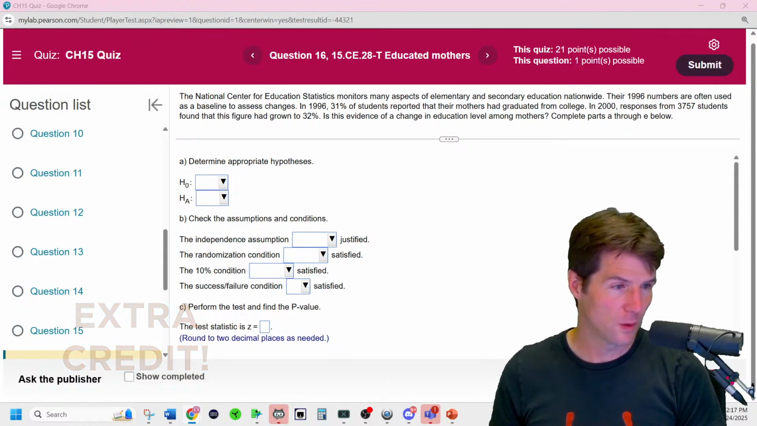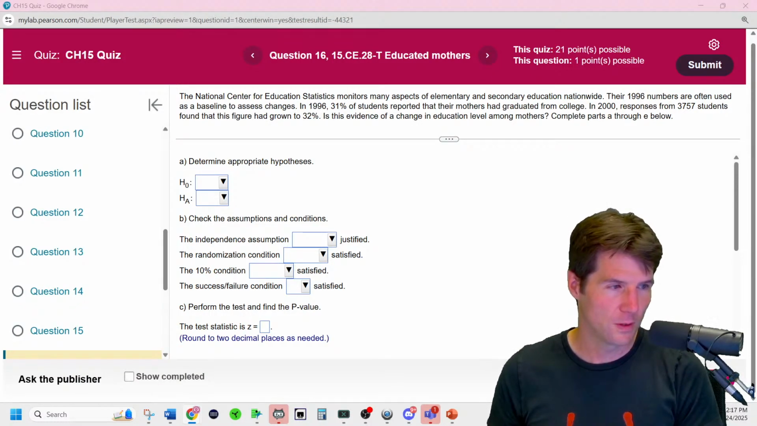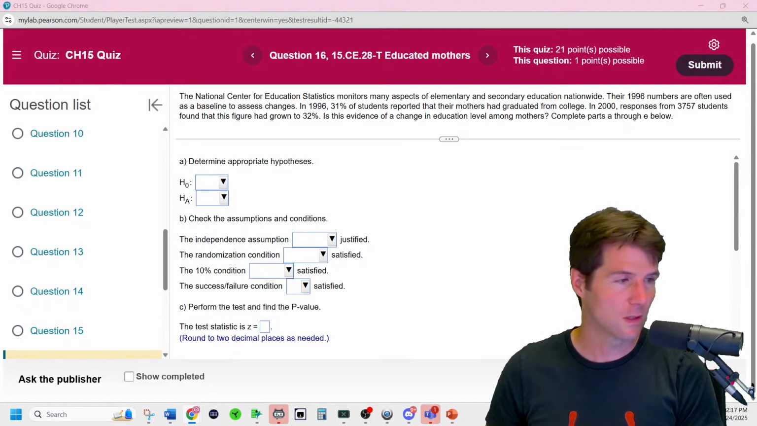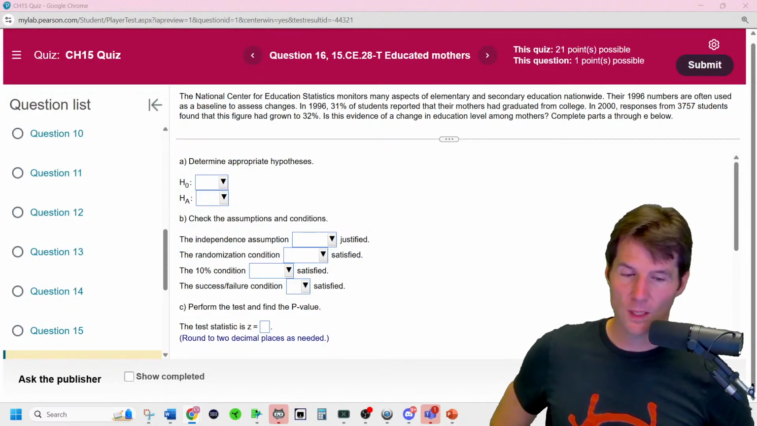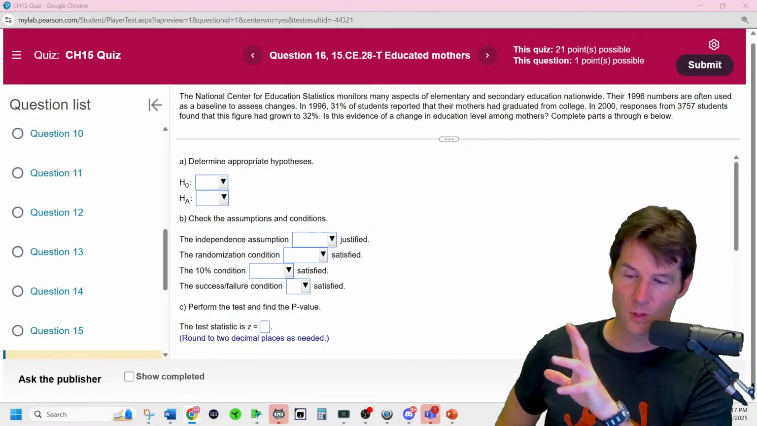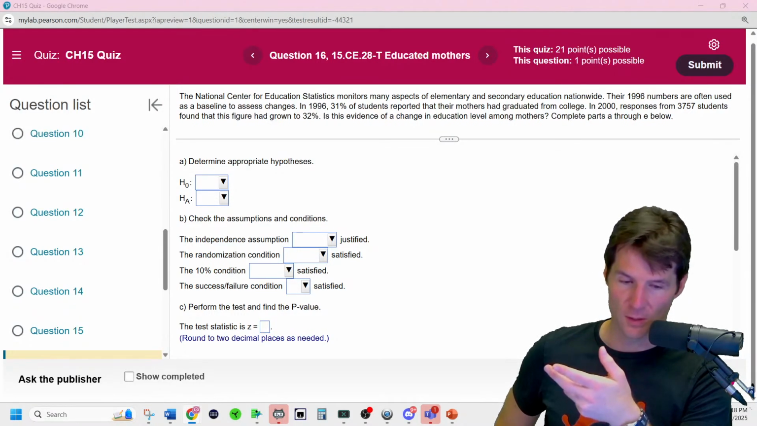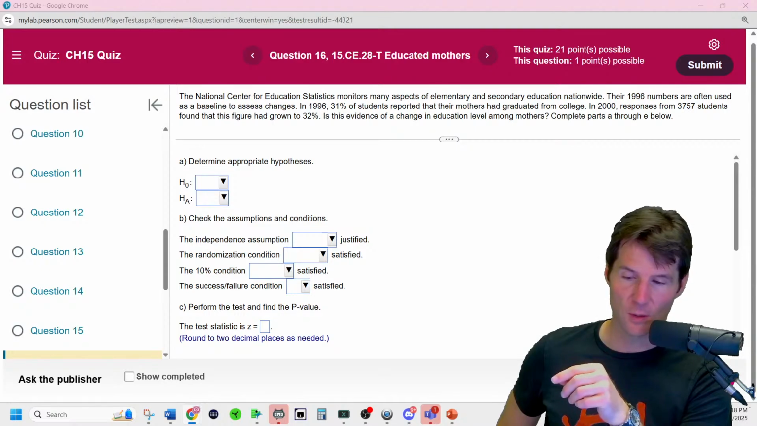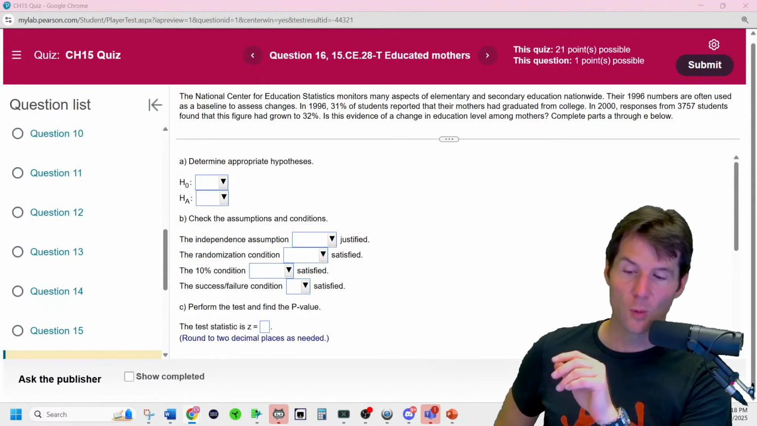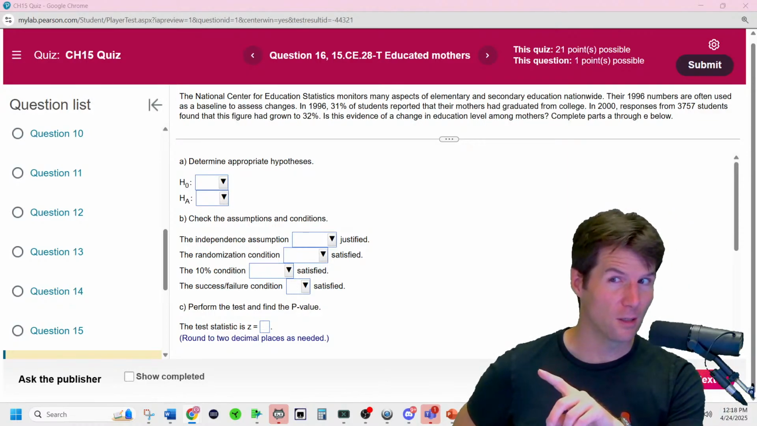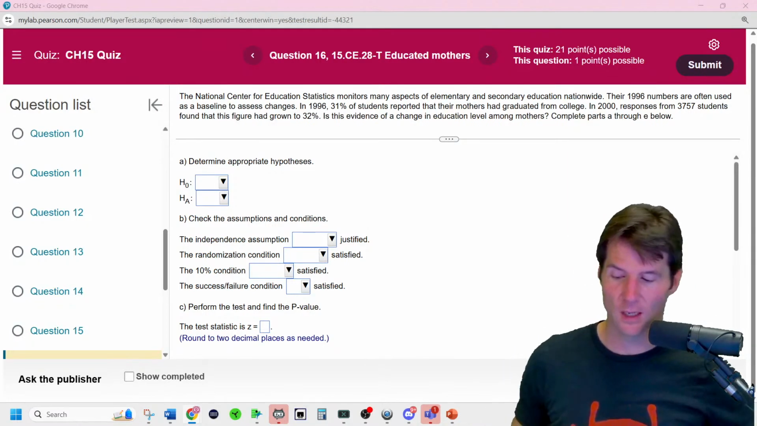So 2023, Stat Tool 1, Chapter 15 quiz, and the National Center for Education Statistics. With this one right here, in 1996, a baseline was used to assess. In 1996, 31% of students reported that their mothers had graduated from college. In 2000, responses from 3,757 students found that 32% had parents who had graduated from college. Is this evidence of a change? Now, that's where usually students make a mistake.